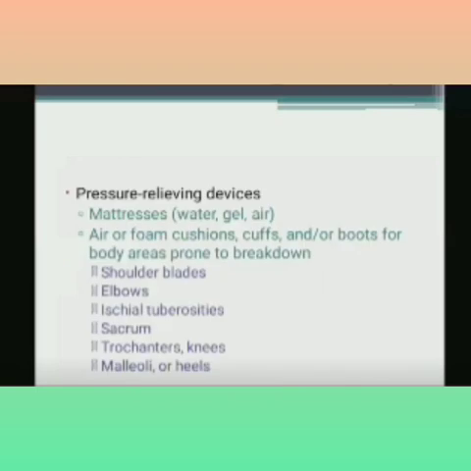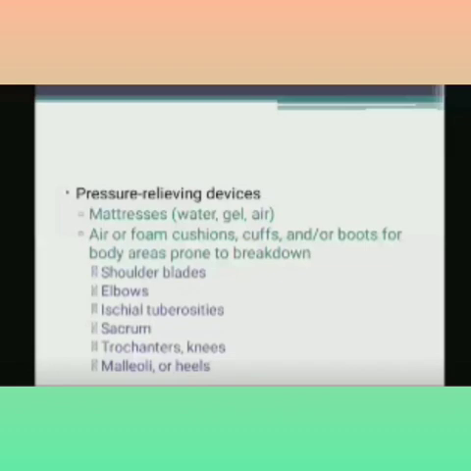So these are the different pressure relieving devices available. There are mattresses, which may be water mattress or air mattress or gel mattress. Those help in shifting the weight of the body, so that there's less chance of pressure in a particular point or in the bony area. There are foam or air cushions, cuffs, boots.